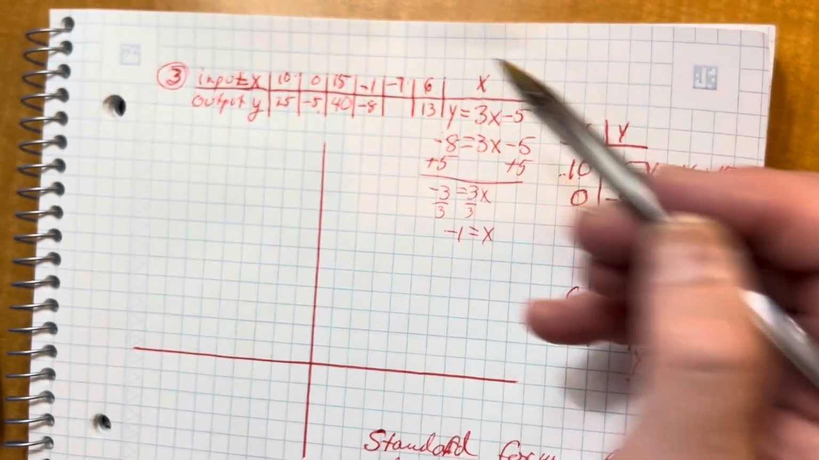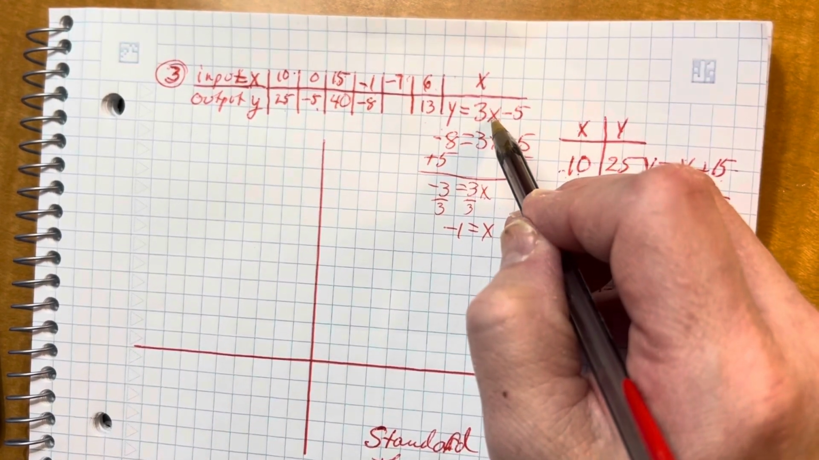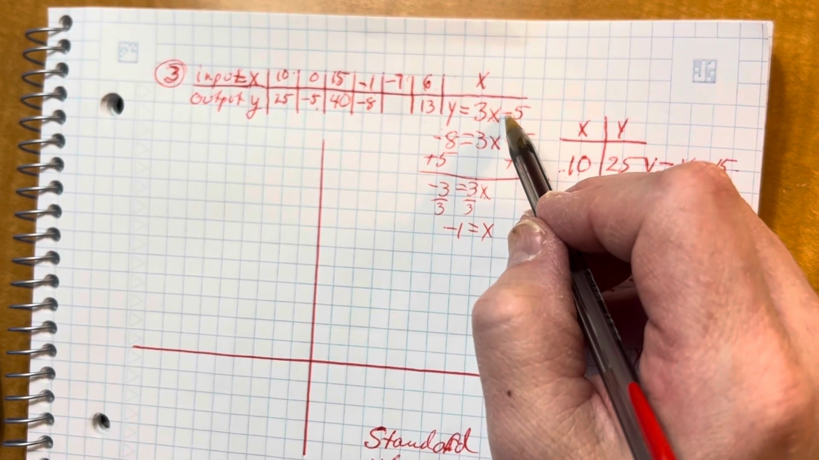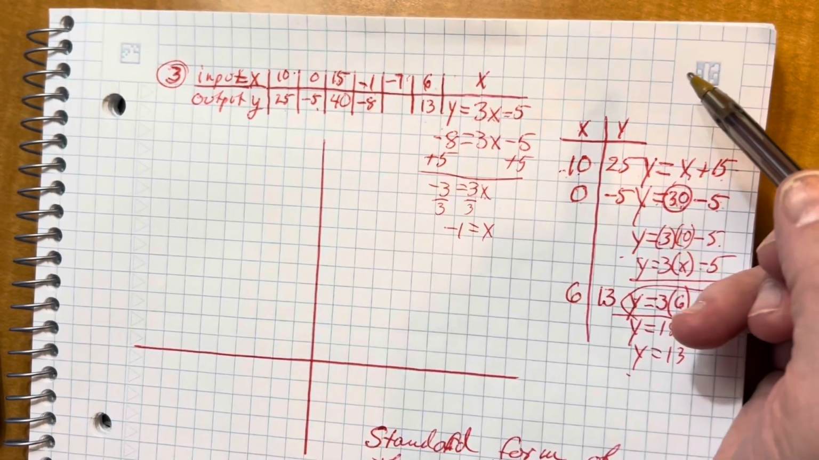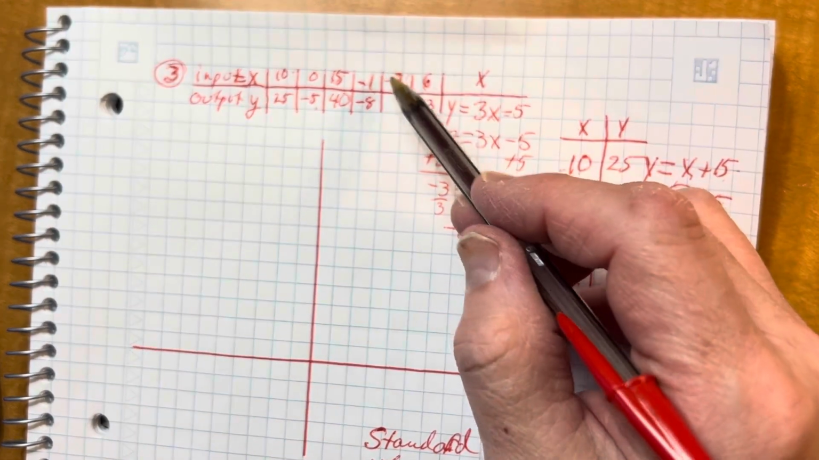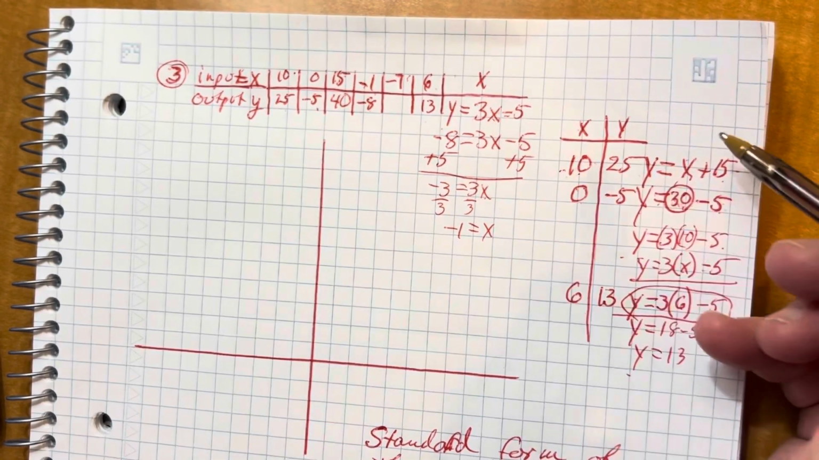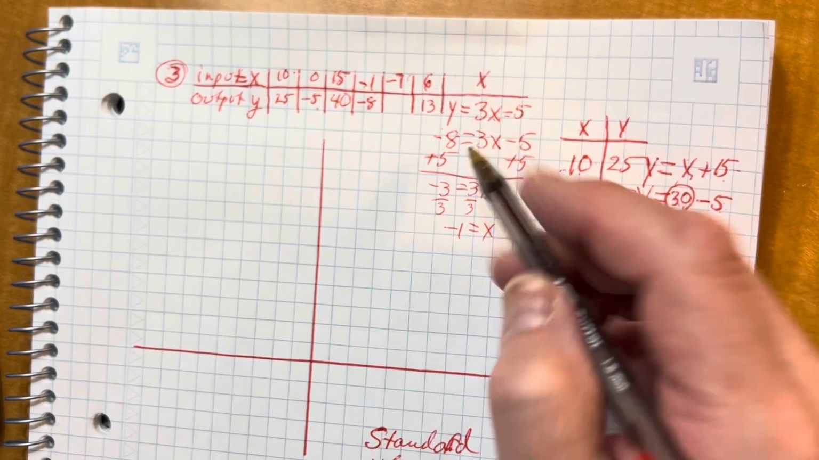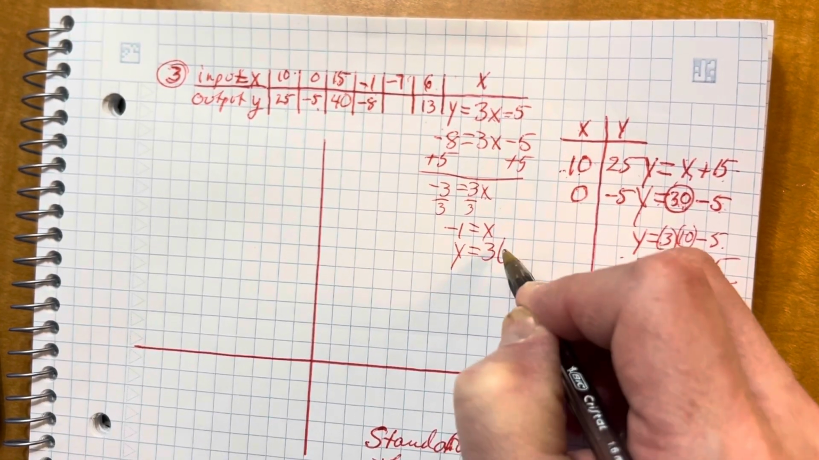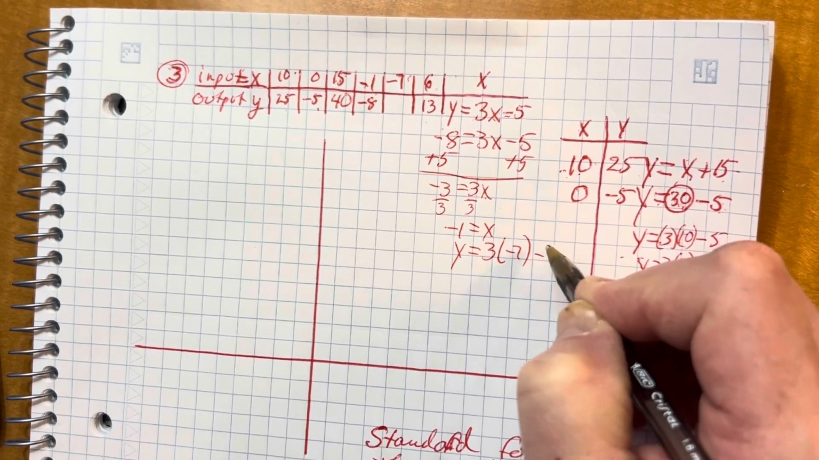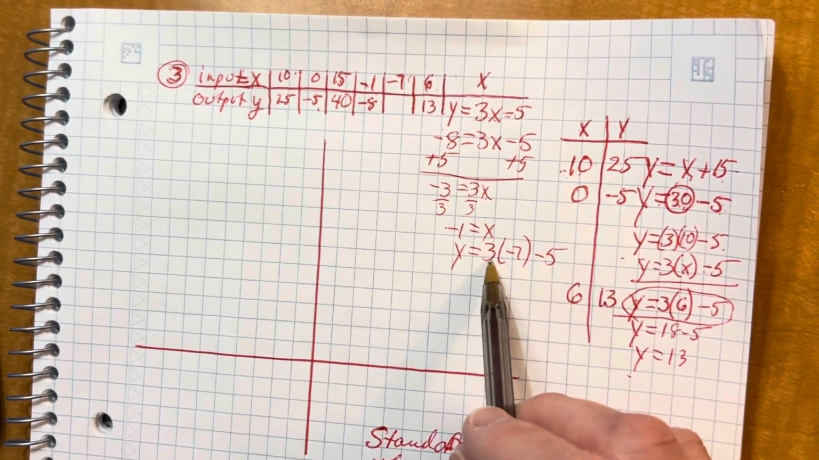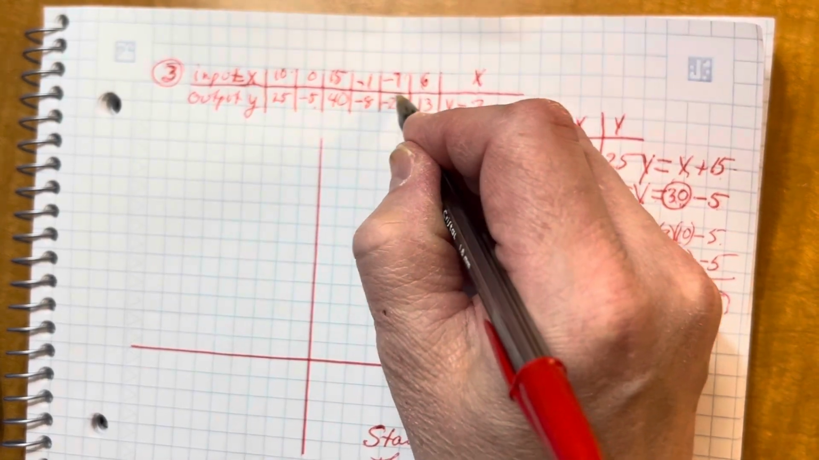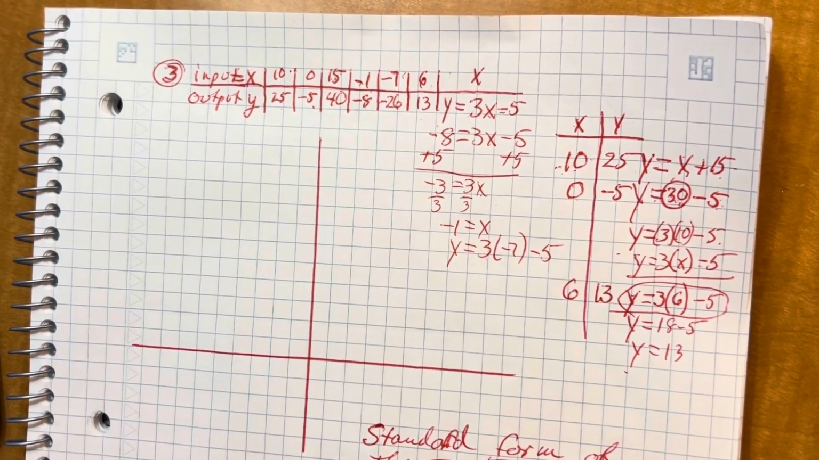So let's just put in negative 1 and see. Negative 1 times 3 is negative 3, and another negative 5 added to that is negative 8. Then I go to this last one right here, negative 7. If I put negative 7 in for x, 3 times negative 7 is negative 21, and negative 5 makes negative 26. There we go. Now I just have to graph those points.